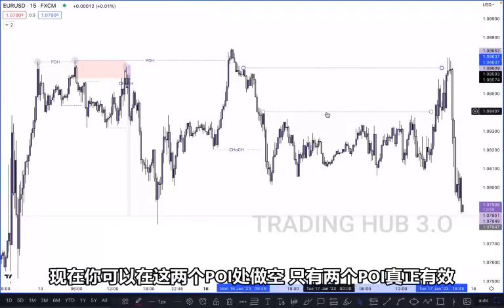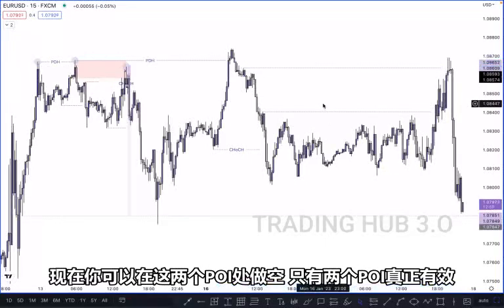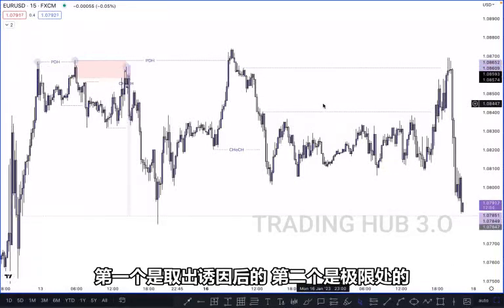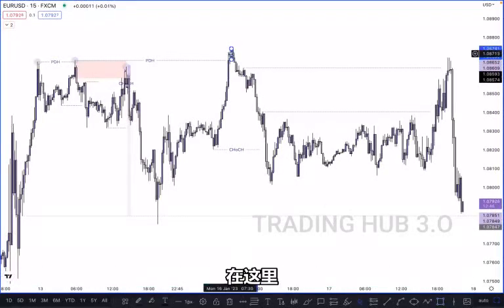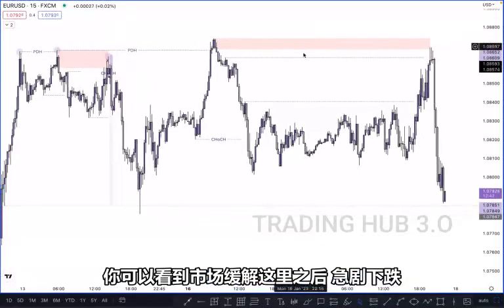So you can sell in these two PY. Only two PY actually work: the first one after taking out the inducement, and the next one on the extreme. So after this change of character, you can also sell here. Market tapped the extreme PY, which is here right now. You can see the market, after mitigating, made a sharp move and pushed downside.